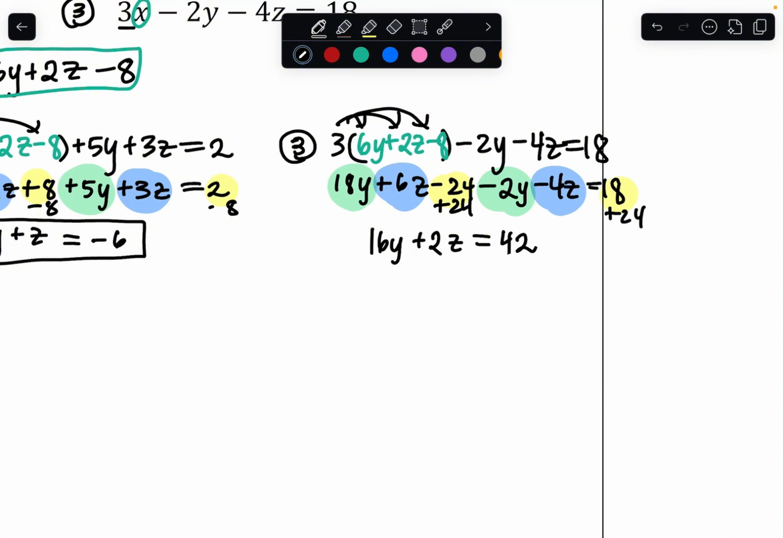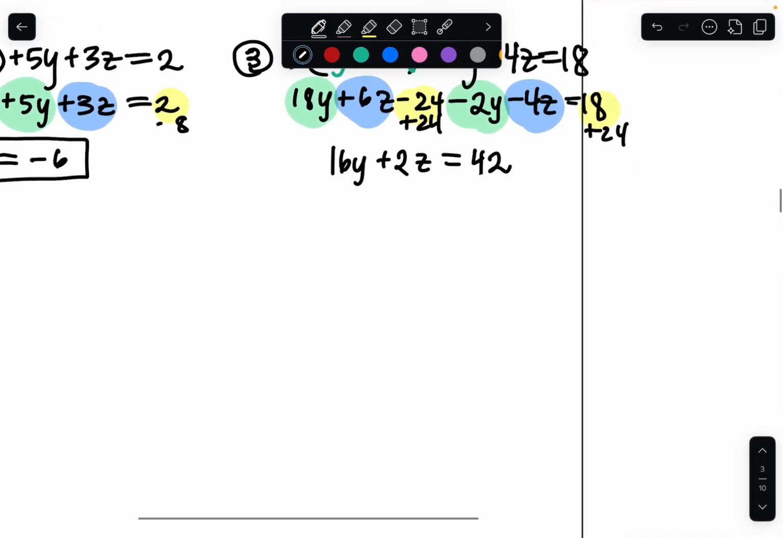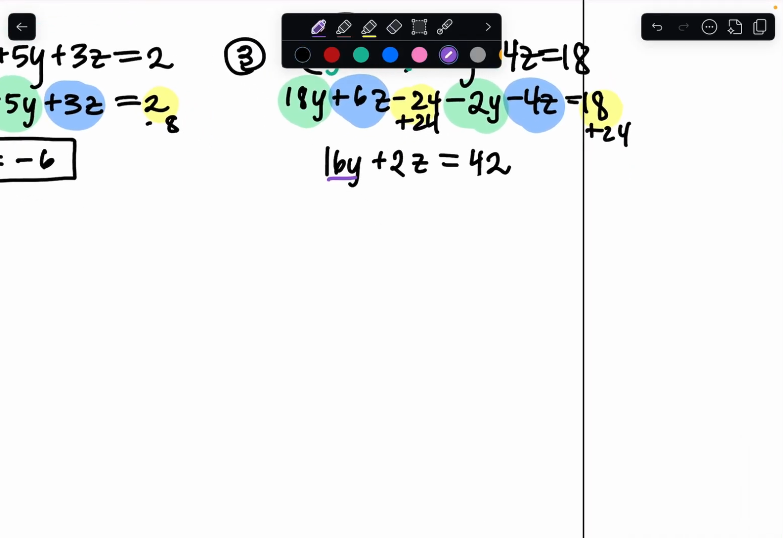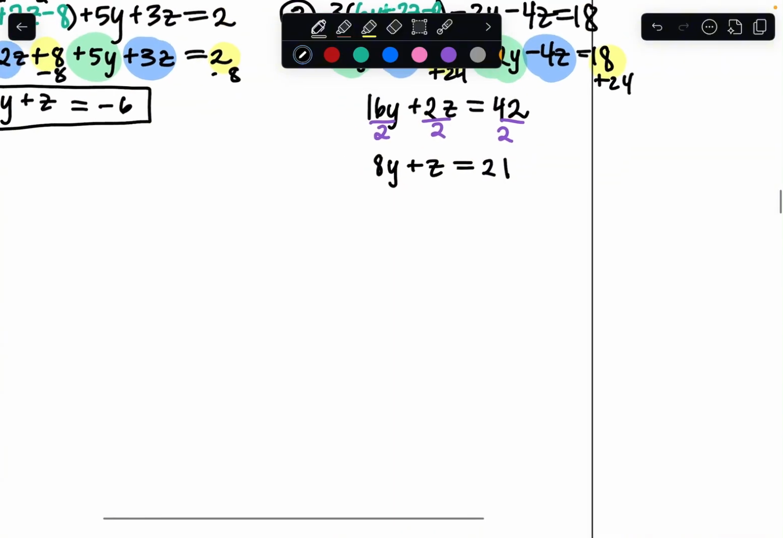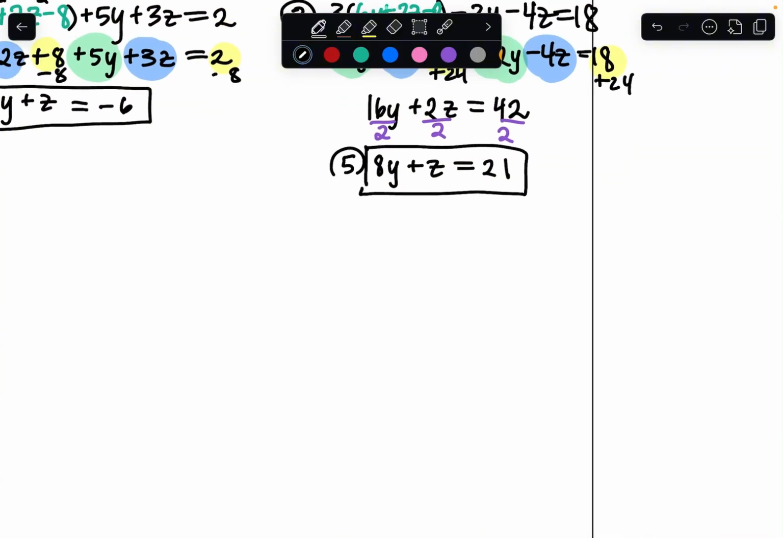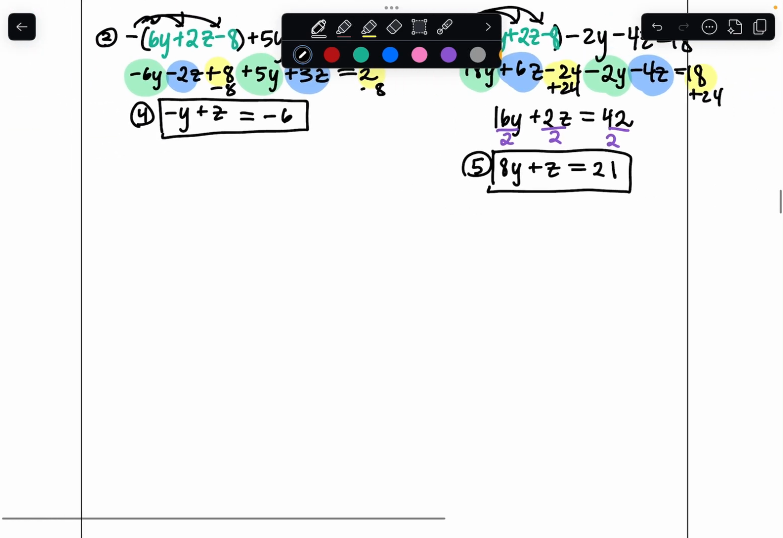Now, before you commit to this equation, if there's a GCF in all three places, go ahead and divide it. Simplify as much as possible. Keep the number small. Okay, and so I can divide each of those numbers by 2, which would leave me with 8y plus z equals 21. Okay, so that's what I'm going to use as my equation 5. Okay, and so once you have equation 4 and 5, they're going to join together to be a 2x2 system.